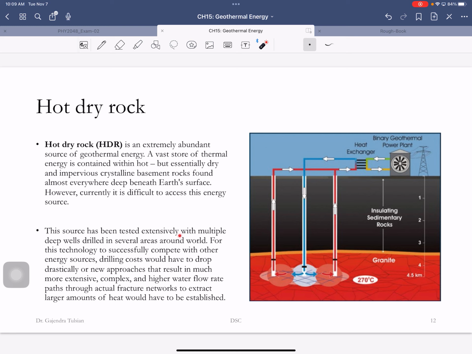The source has been tested extensively, with multiple deep wells drilled in several areas around the world. Except that right now, so why don't we use this? Because it's too expensive. It's easier to harness solar energy.